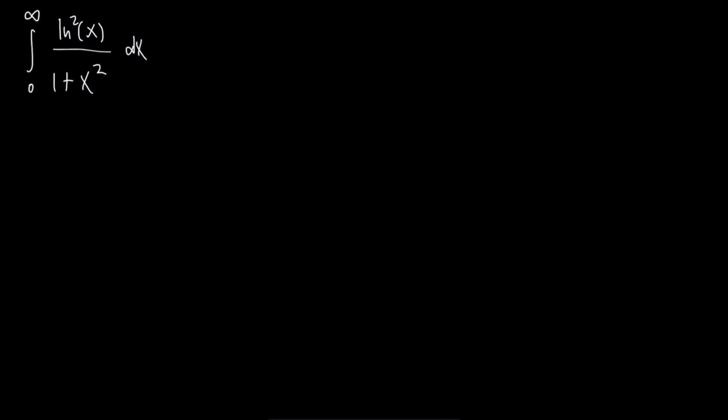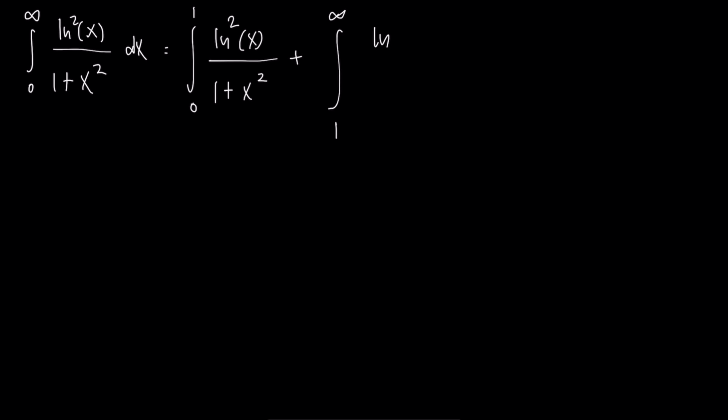Today we'll be doing the integral from 0 to infinity of the natural log squared of x divided by 1 plus x squared dx. And to start off, we could separate this integral. So we could write this as the integral from 0 to 1 of the natural log squared x divided by 1 plus x squared, plus the integral from 1 to infinity of the natural log squared of x divided by 1 plus x squared dx.